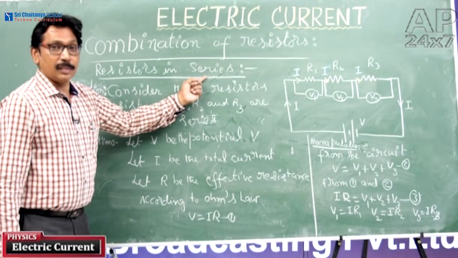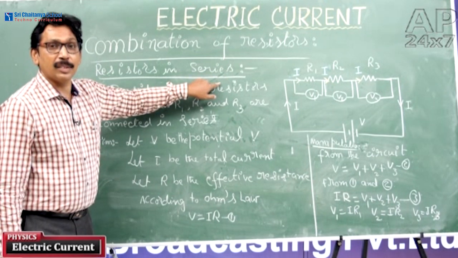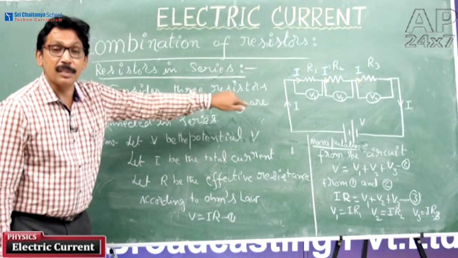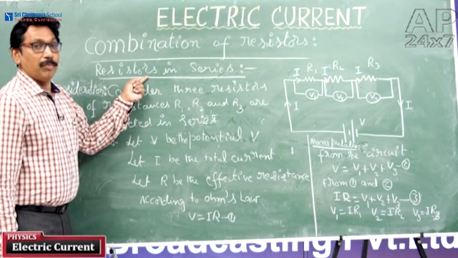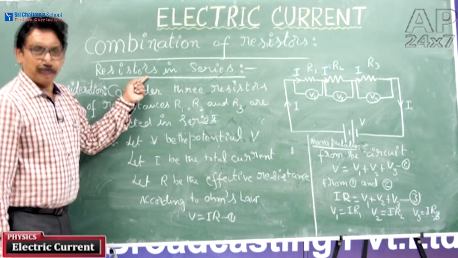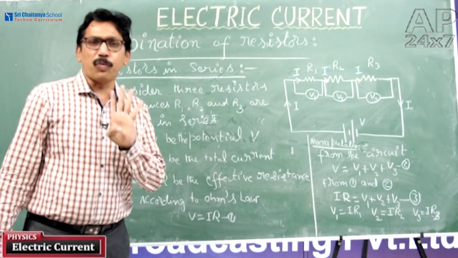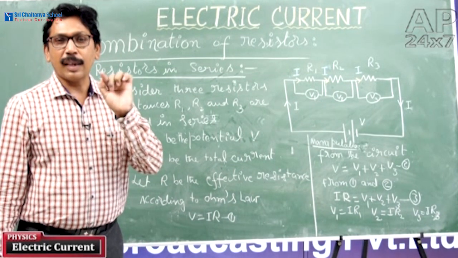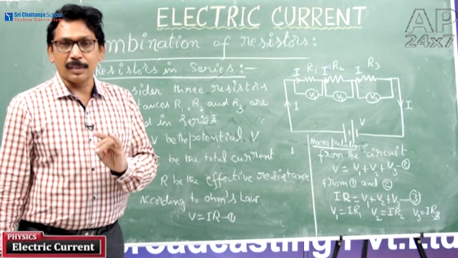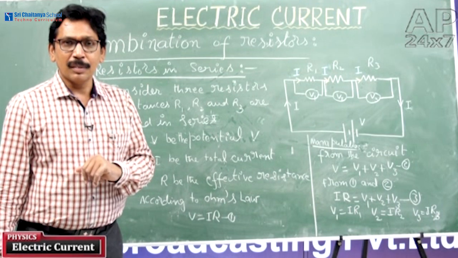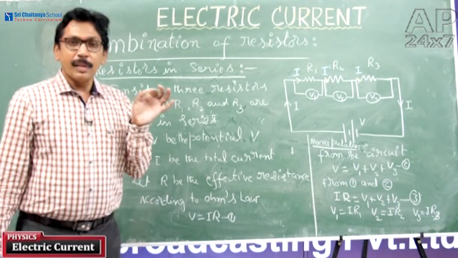Resistors in series is used to find the effective resistance of a combination of resistors when they are connected in series. For that, we will have to derive an expression. If you derive any expression, it consists of four parts. Number one, consideration. Number two, assumptions. Number three, manipulation. Number four, result.